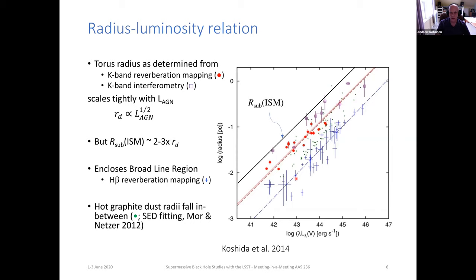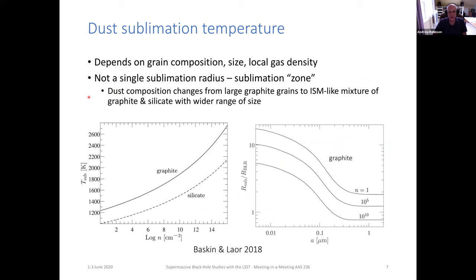But it's also worth pointing out that these points fall below the theoretical line for dust sublimation for the interstellar medium grain mixture by a factor of 2 to 3. The green dots here represent radii derived from SED fitting of a hot graphite dust component thought to account for the near-infrared bump or excess. So the discrepancy between the theoretical ISM dust sublimation radius and the observed reverberation mapping radii can be explained in terms of differences in the dust sublimation temperature depending on the grain composition.